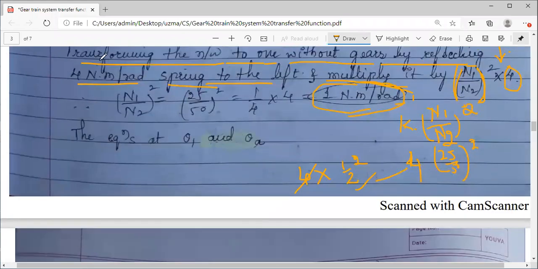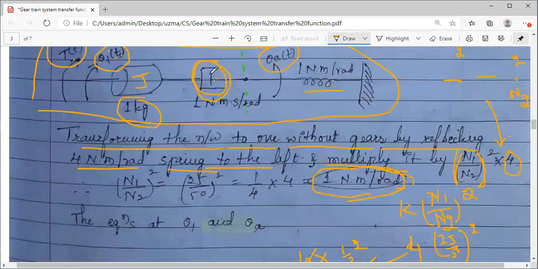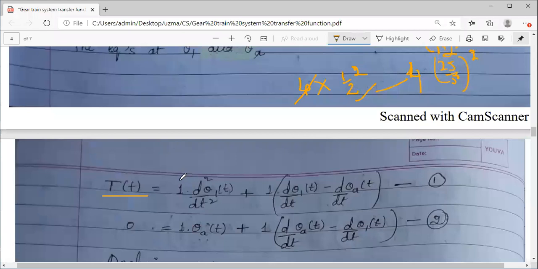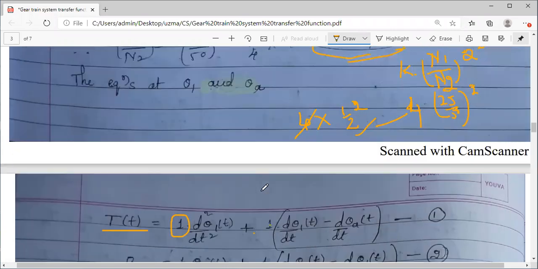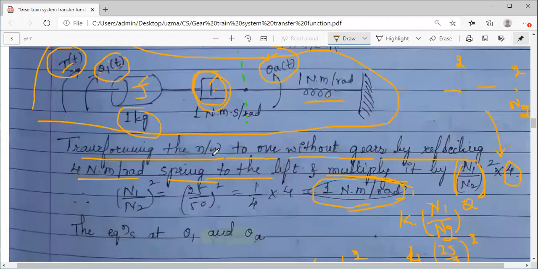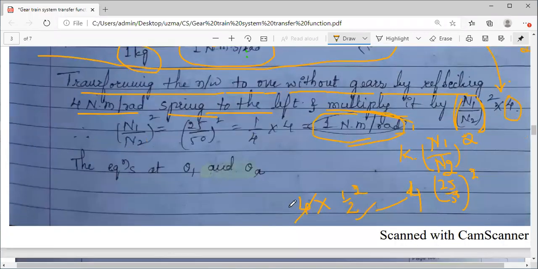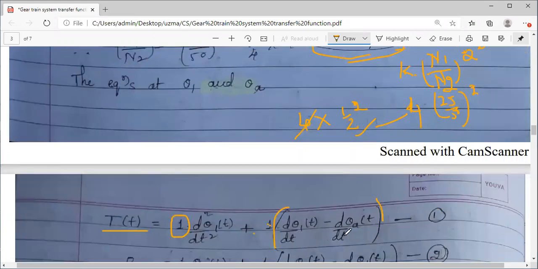So for node theta 1, torque, J and B, three things are there. It is given as d squared by dt squared of theta 1 of t plus B, which is again given as 1 Newton meter second per radian. Instead of B, I have taken 1 into, it is shared among theta 1 and theta A. So I have taken the subtraction differentiation. This is your theta 1. At node theta 1, you have this equation.